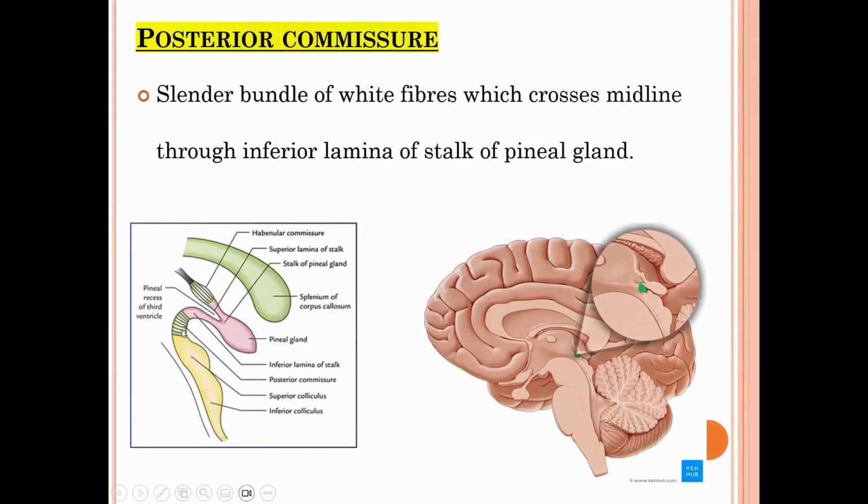You can see here the posterior commissure is a slender bundle of white fiber which crosses the midline through the inferior lamina of the stalk of pineal gland. This is the pineal gland, this is the stalk of the pineal gland, and this is the inferior lamina. Within the inferior lamina, the fibers of posterior commissure will be passing through.